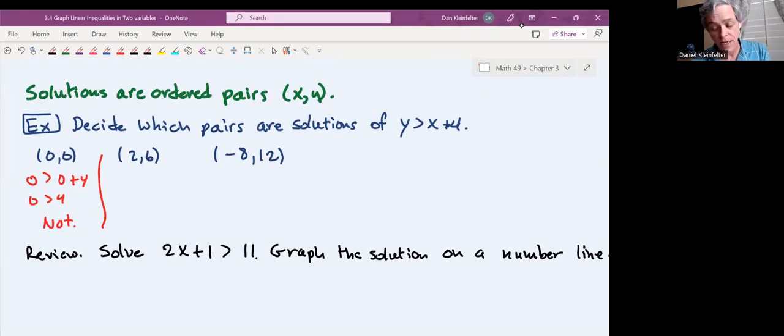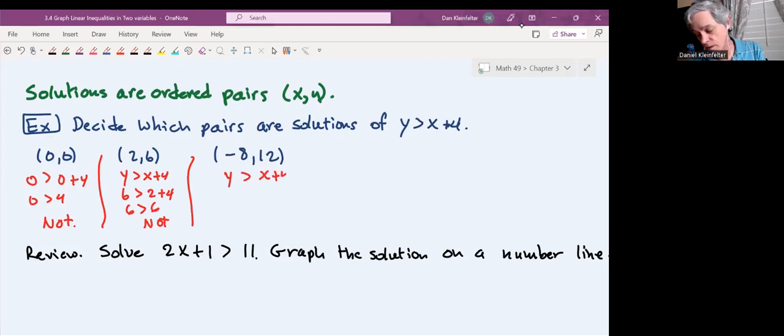Let's try the next one. y is greater than x plus 4. Here our y is 6. Is 6 greater than 2 plus 4? 6 is not actually greater than 6, and so that's not a solution. Hopefully this next one will be. y is greater than x plus 4. And so here, 12 is greater than negative 8 plus 4. 12 is greater than negative 4. Yes, that's true. So that is a solution.